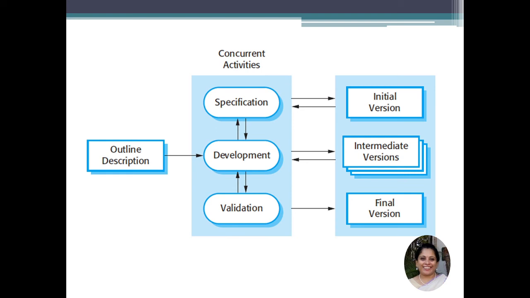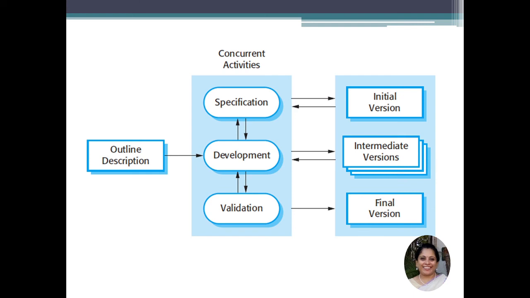So in specification, what is the initial version? If there are some changes, it again goes to the specification. After development, what are the intermediate versions? If there are any changes, again it comes to the development. And after validation, what is the final version? So this goes on in a repeated fashion and it goes on incrementing your final product.